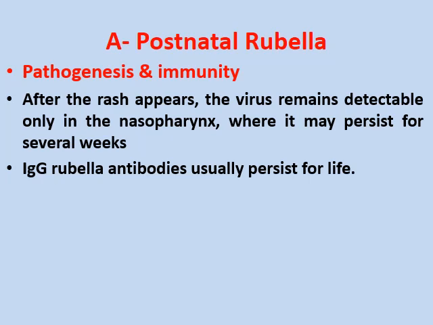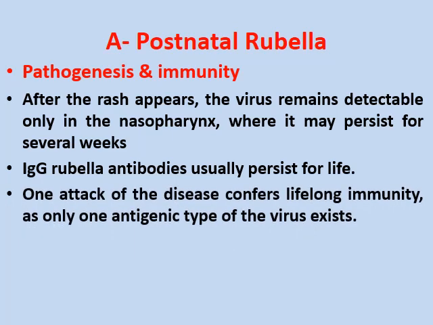Till IgG antibodies, which usually persist for life. When the IgG antibody appears, it completely kills the virus, and these antibodies persist for life. One attack of the disease confers lifelong immunity, and only one antigenic type of the virus exists. Only one, like measles and mumps, only one antigenic type. This helped us make a vaccine and helps in that it confers lifelong immunity.